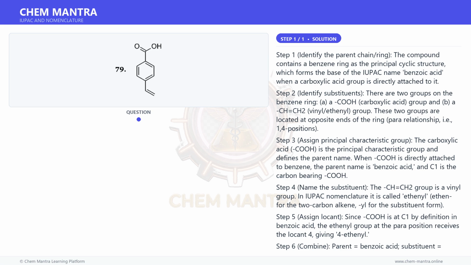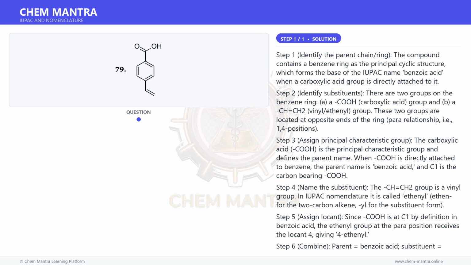1, 4 positions. Step 3. Assign principal characteristic group. The carboxylic acid, CHO, is the principal characteristic group and defines the parent name. When CHO is directly attached to benzene, the parent name is benzoic acid and C1 is the carbon-bearing CHO.